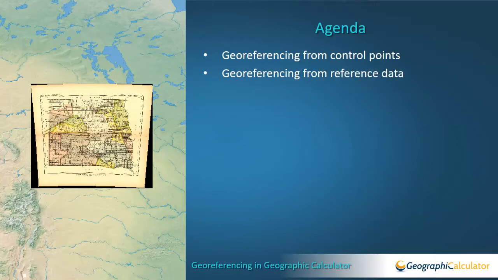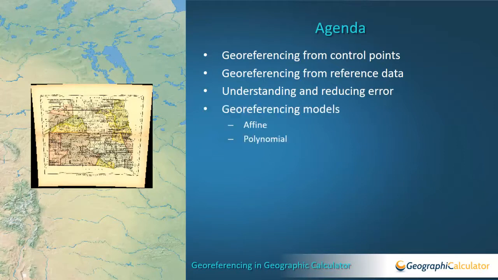In our second, more complicated example, we're going to look at georeferencing data using some kind of a reference. So if we don't know the actual coordinates of any of the features inside of our image, then we can match it up with some other existing reference data and create control points that way. We'll take a look at understanding and reducing the error in the model that we're using for georeferencing. And related to that is a little bit of talk about the different available georeferencing models.